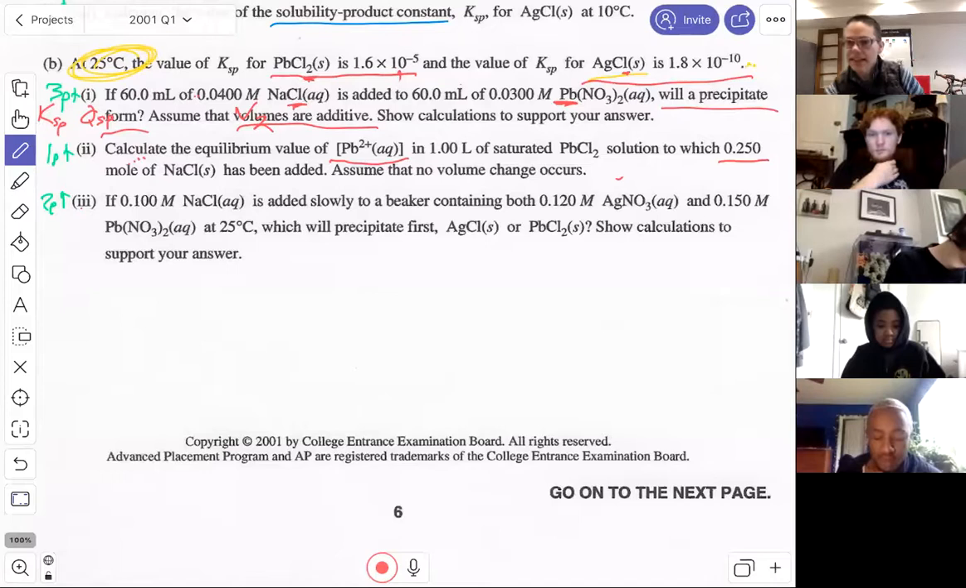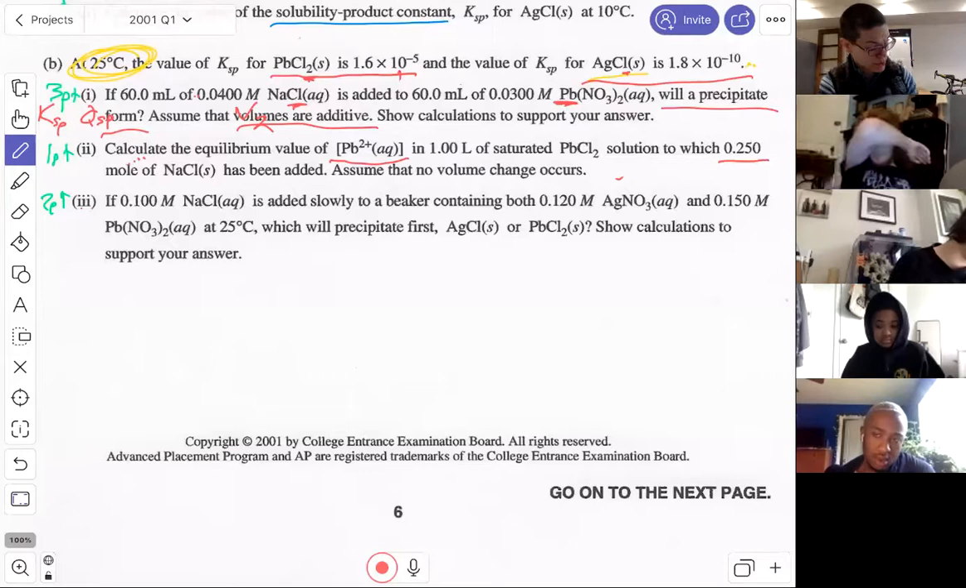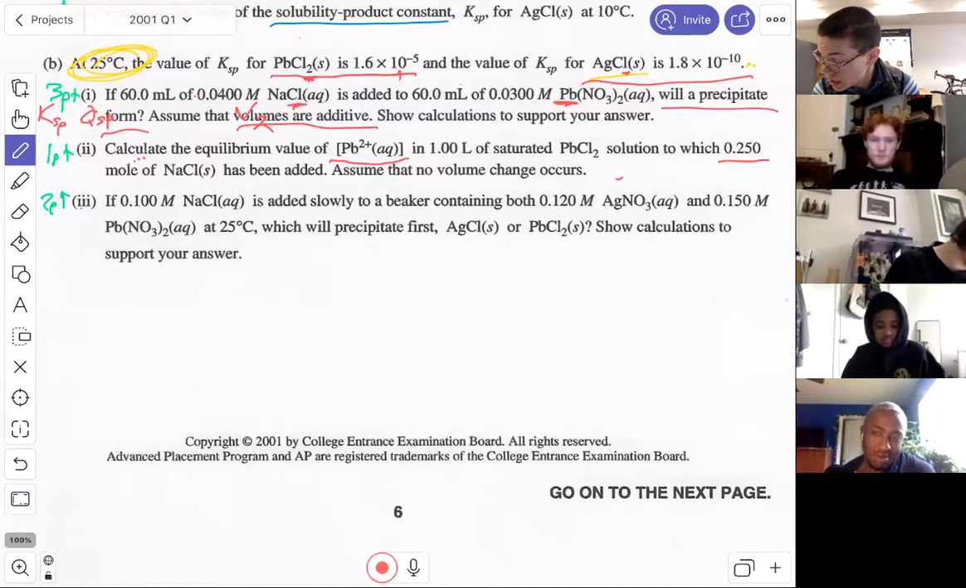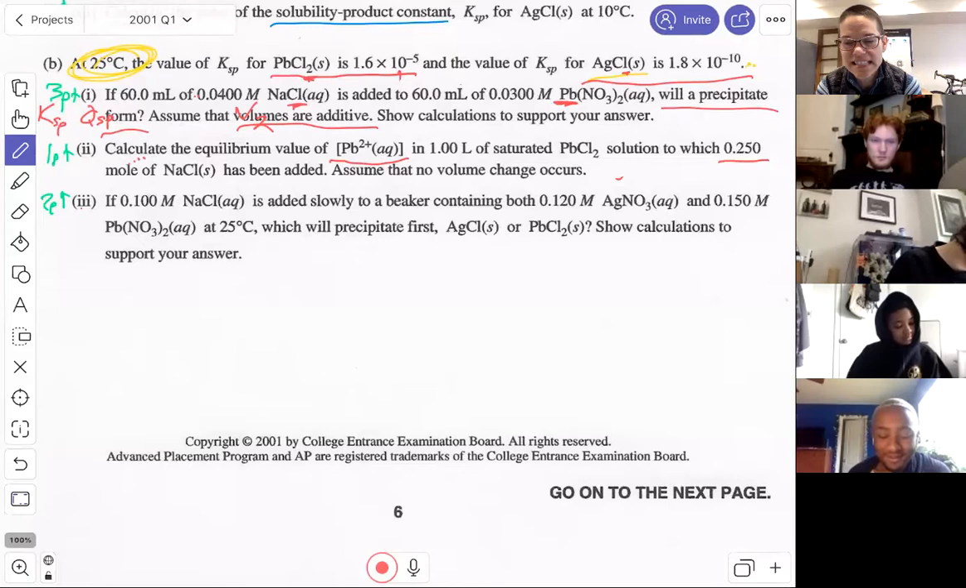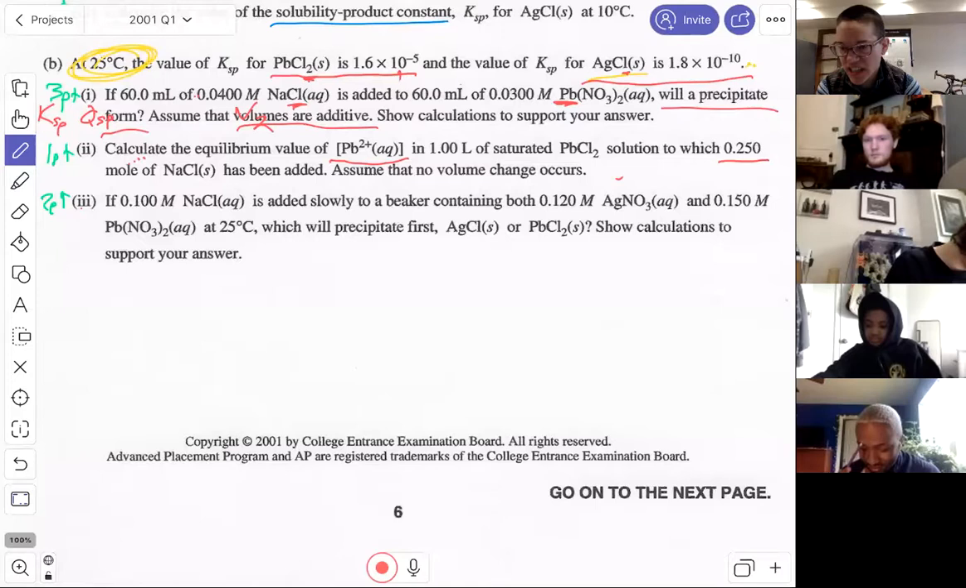So Miss Baskin. Yes. For number two, that's like the ice table problem. You don't even have to do an ice table for number two. I don't understand, but it's okay. I'll figure it out. No. You've got the concept. It's easier than that. It's asking you for Pb and they've given you a way to get Cl. You have the Ksp at the top. Oh. Yeah. Okay.